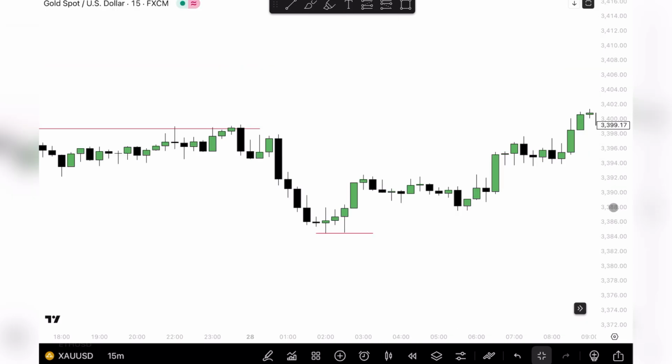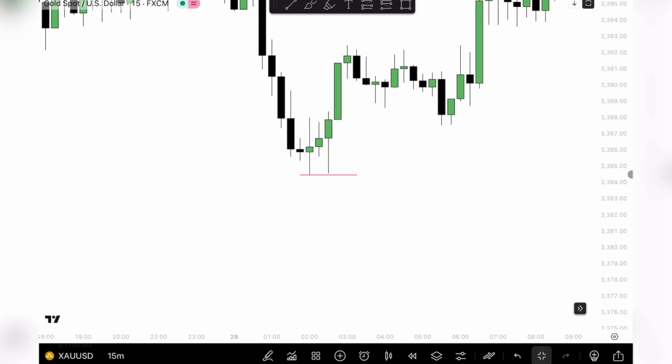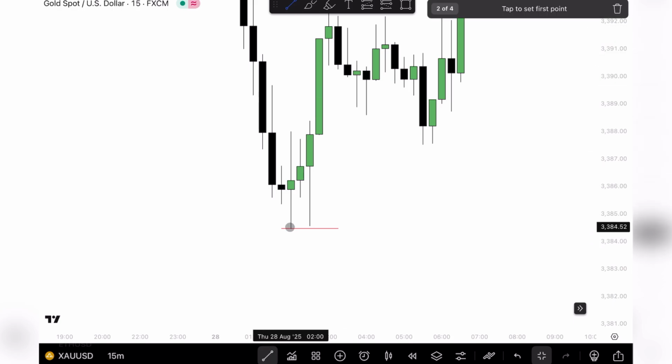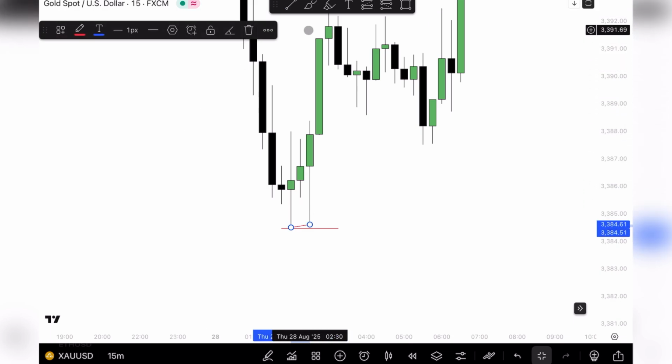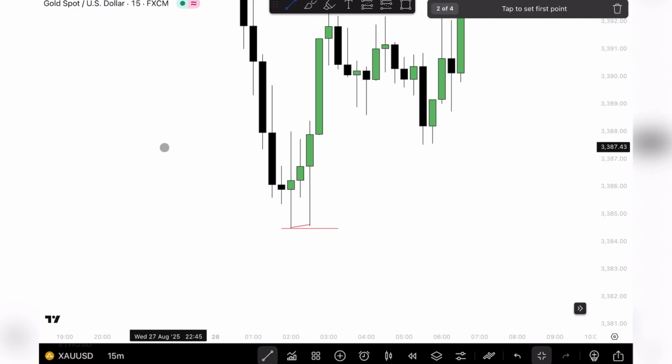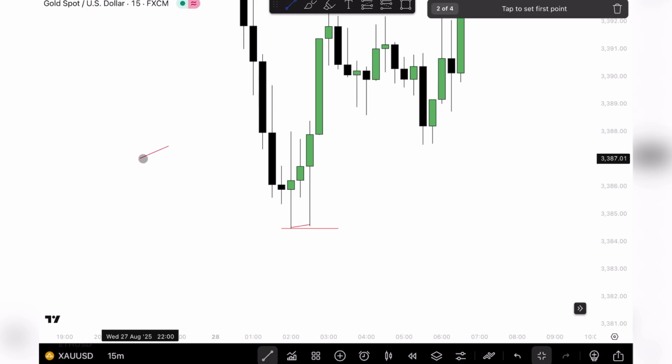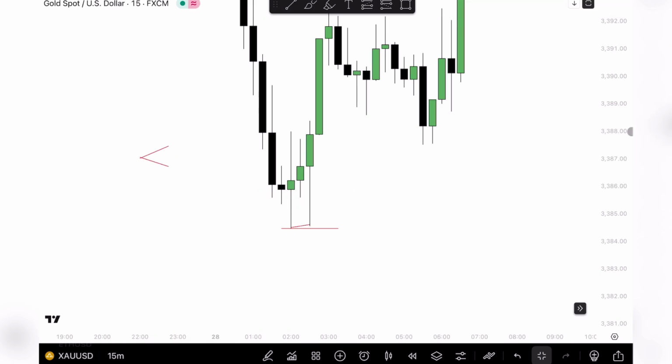This low swept the previous low, so we will draw it. Now if you go to FXCM, here if I draw these lines, you can see it hasn't swept this previous low. So we get this divergence, this less than sign, and in this case it will be a bullish divergence because it has formed at the bottom.